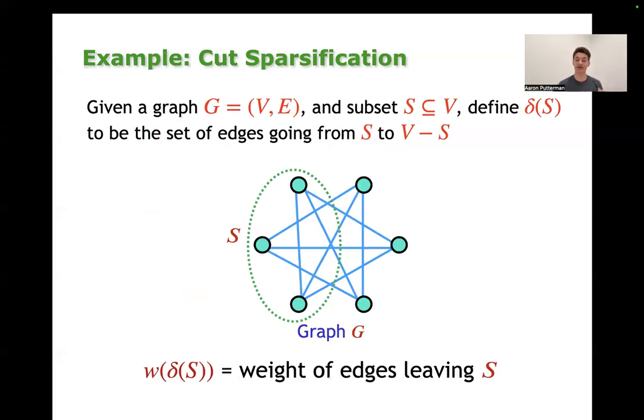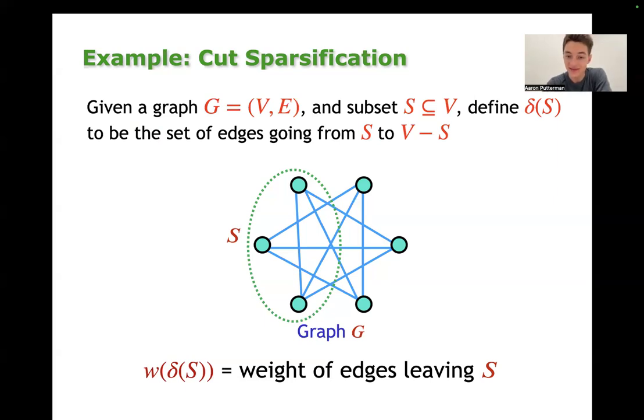Here, you're given a graph G with vertices V and edges E. One way to define the class of queries that we care about is by looking at the cut sizes of this graph G. To define the cut sizes, we look at every single possible cut in the graph. A cut is specified by a subset of vertices, which I denote by S. We then let delta of S be all the edges that go from S to V minus S. In other words, delta of S is all the edges that are leaving the set S.